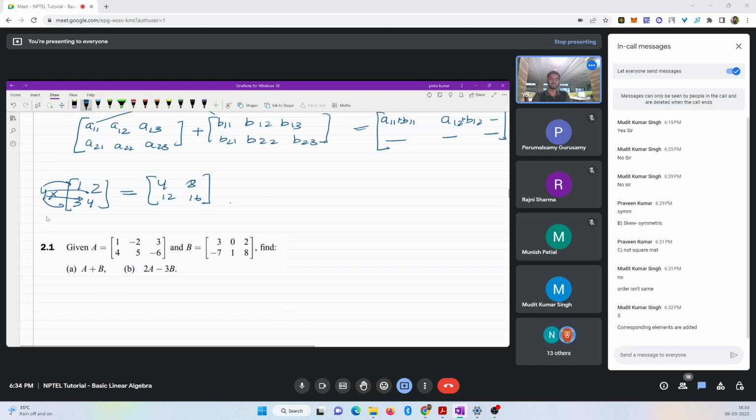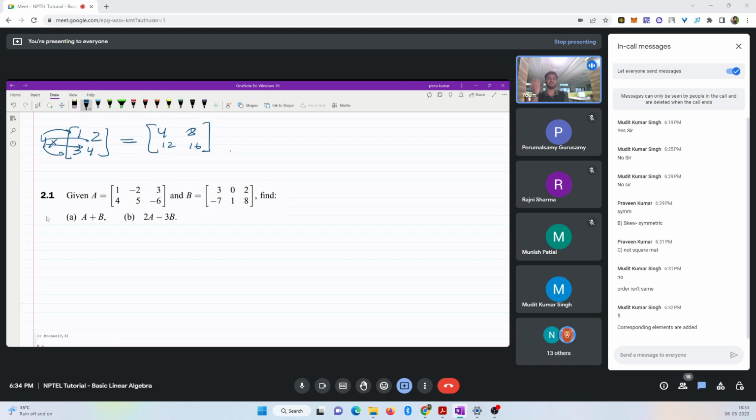Okay. So we have two tiny examples over here. If you want to add A plus B, what would A plus B be? This would be 1 plus 3, that is 4. Minus 2 plus 0 would be minus 2. 3 plus 2 would be 5. Again, this would be minus 3. This is 6. And this would be 2. You can do similar computations over here also. Any doubt in matrix addition? I don't think there should be, but any doubt still.